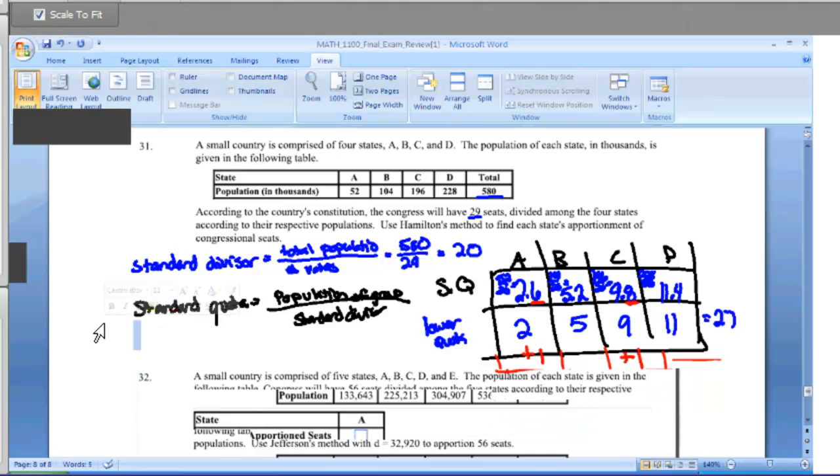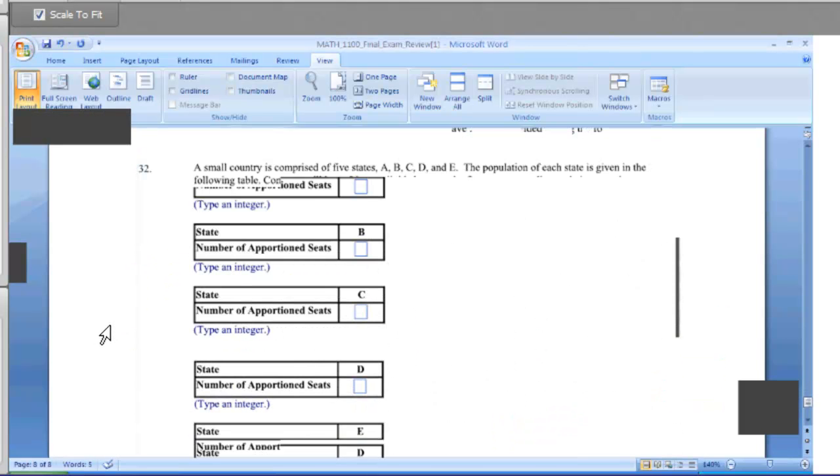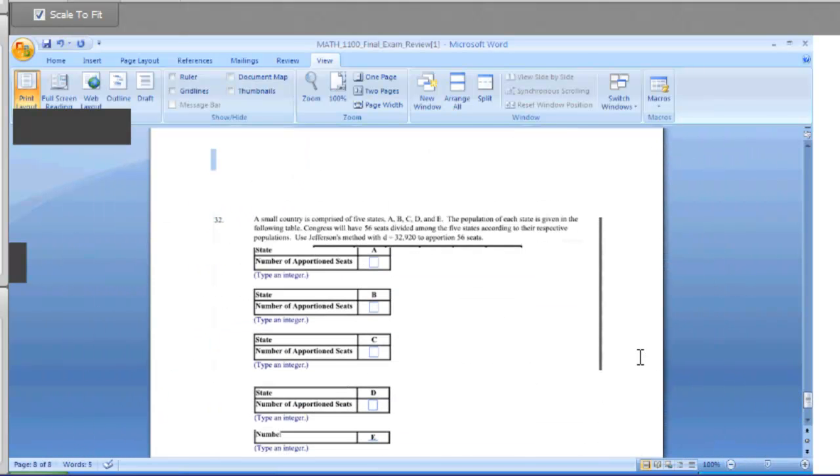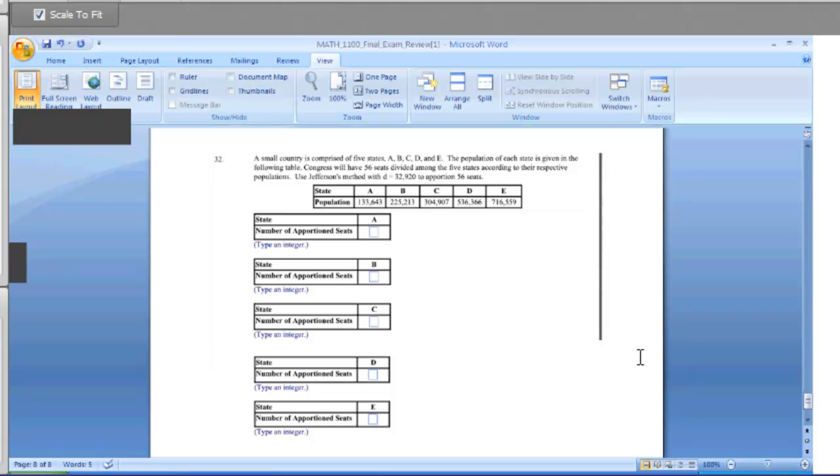All right, and our last question in our review. And I'm going to shrink this down a little bit so we can hopefully get it all on there. A small country is comprised of 5 states, A, B, C, D, and E. The population of each state is given in the following table. Congress will have 56 seats divided among the 5 states according to their respective populations. Use Jefferson's method with D equal to 32,920 to apportion 56 seats.